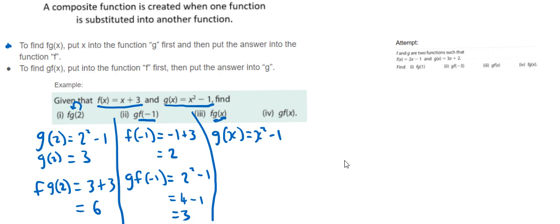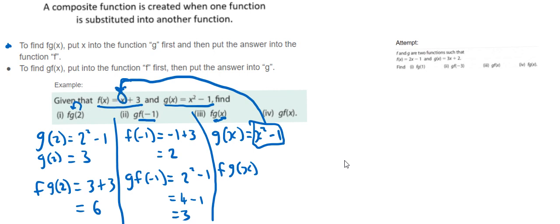But then we need to take that x squared minus 1, and I'm going to put that basically into the x in the f function. So f of g of x then would be where I'm putting the x squared minus 1, all of that, in there instead of that x. So it's like I'm looking at this, but instead of the x, it's an x squared minus 1. So what it's going to look like is x squared minus 1 plus 3.